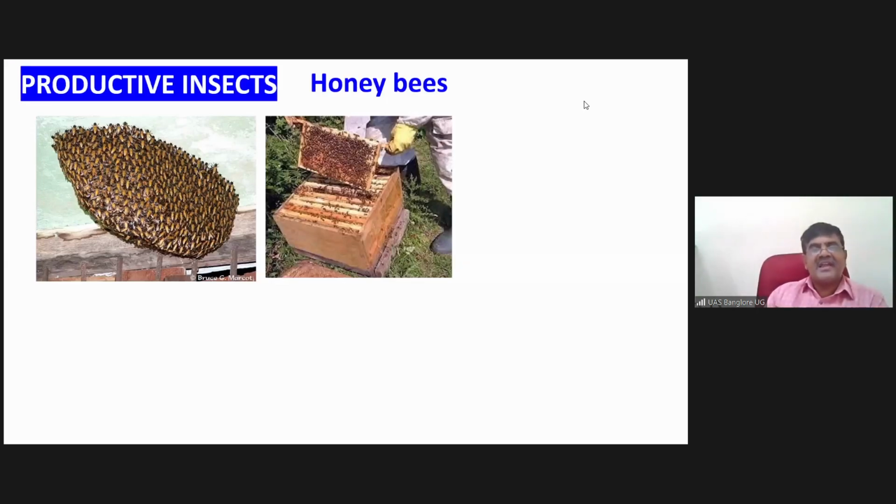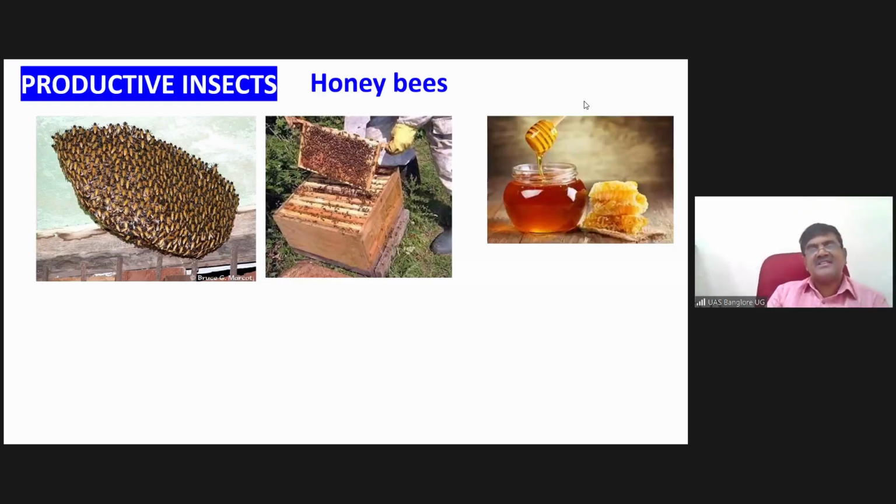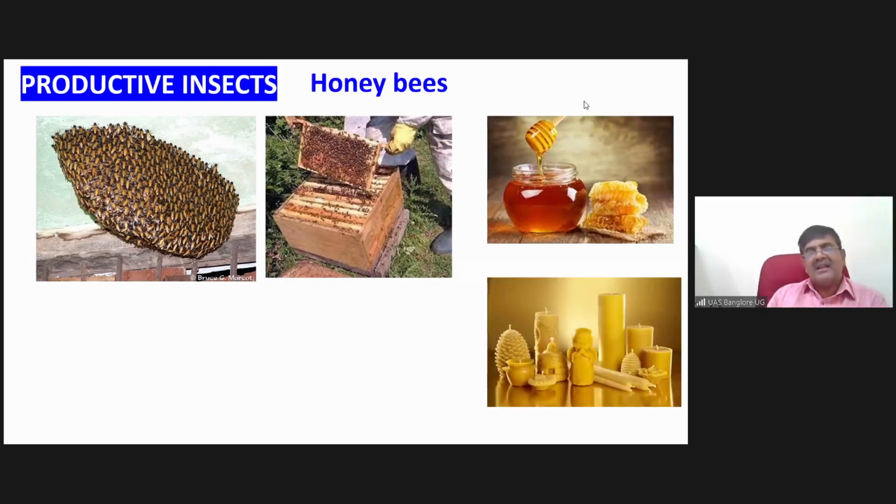Here we can rear the honeybees and extract the honey. All of us know that the main product of the honeybees is honey, which has nutritional value as well as medicinal value, from babies to old people. Apart from honey, the wax, which is a byproduct, can be used in the preparation of candles.